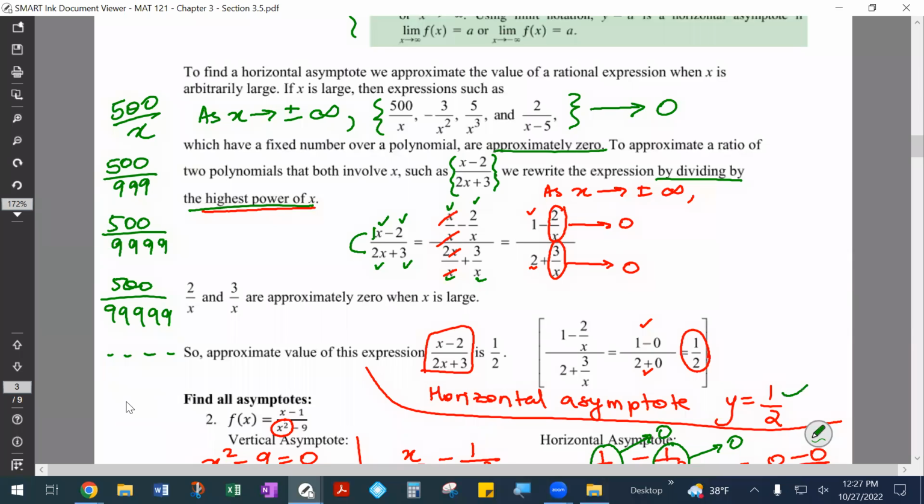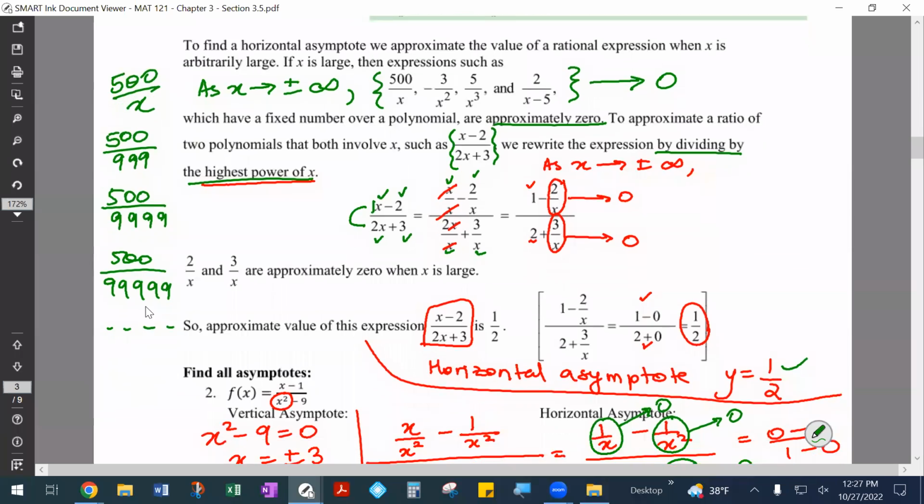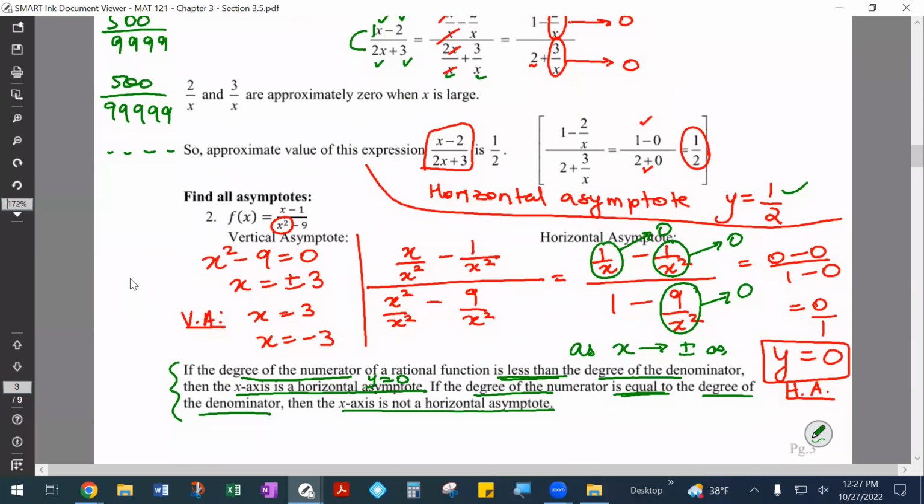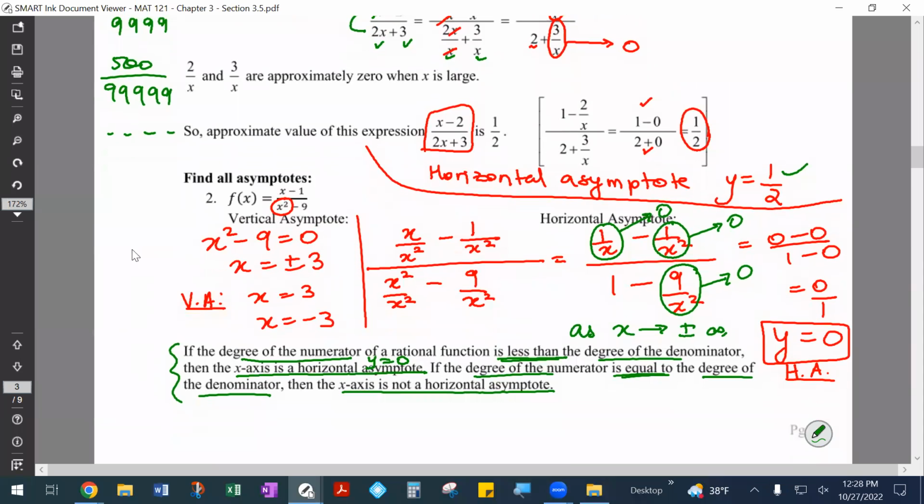So again, if the degree of the numerator is less than the degree of the denominator, like those 500 over x, 5 over x to the third functions, they all had a horizontal asymptote at y equals 0, the x-axis. When the degree is the same, it's going to be, like I said, the coefficient of your x term, so 1 divided by 2. In example 2, again, the degree of your numerator was less than the degree of your denominator, so the x-axis, y equals 0, is what we ended up getting as our horizontal asymptote.